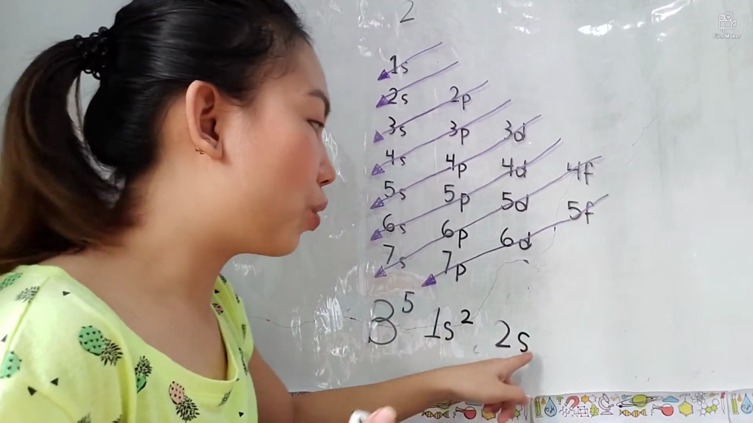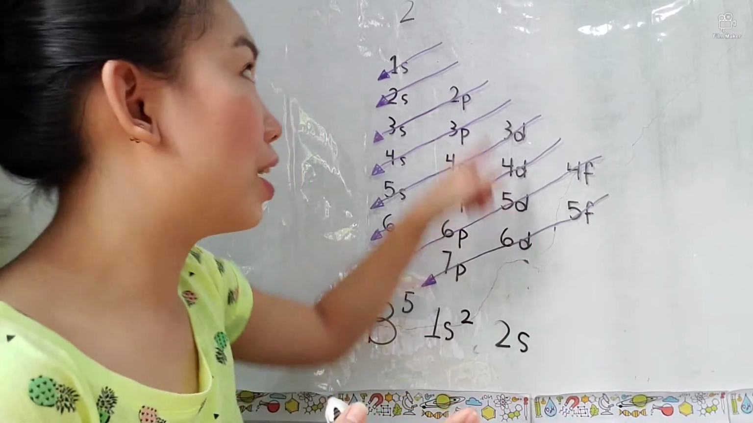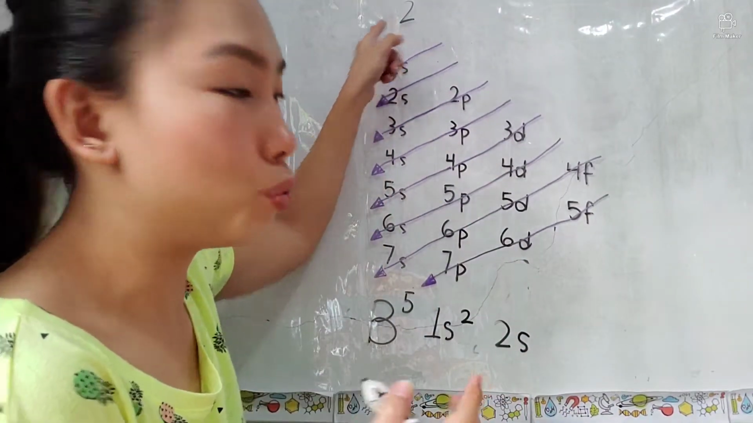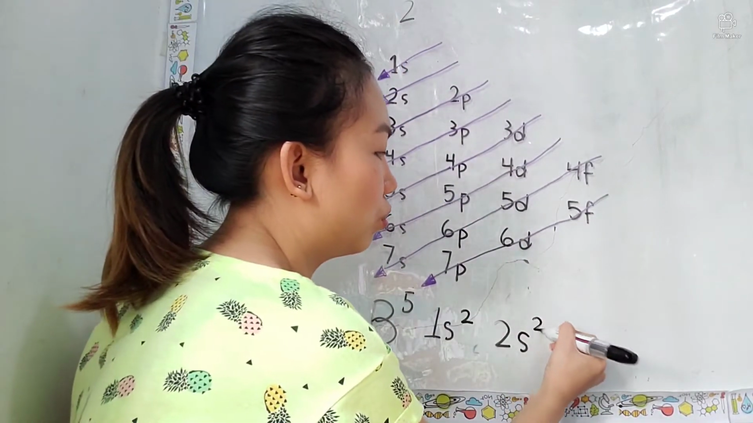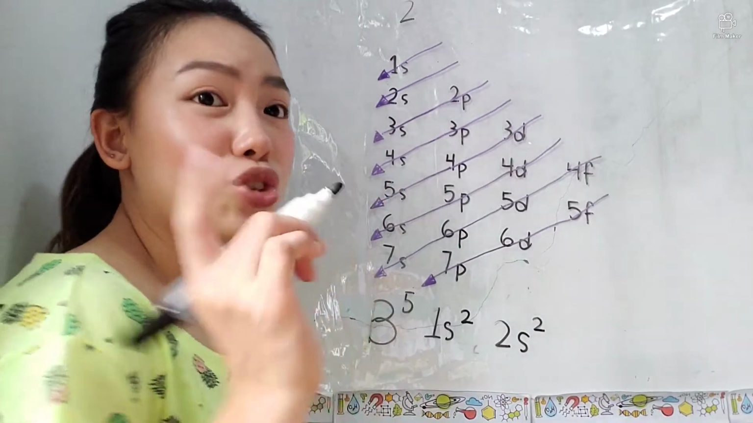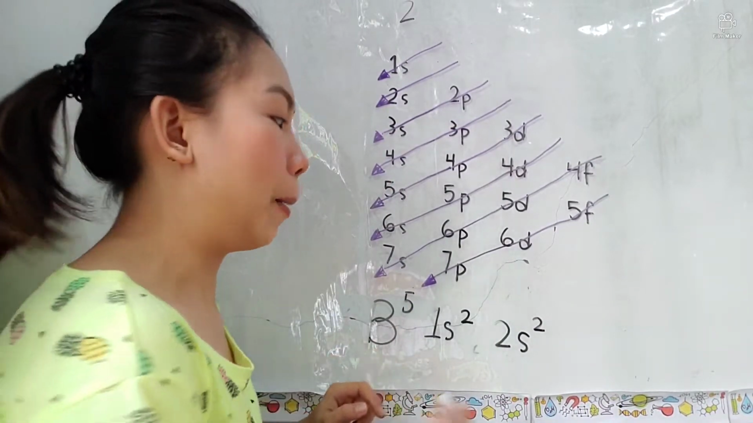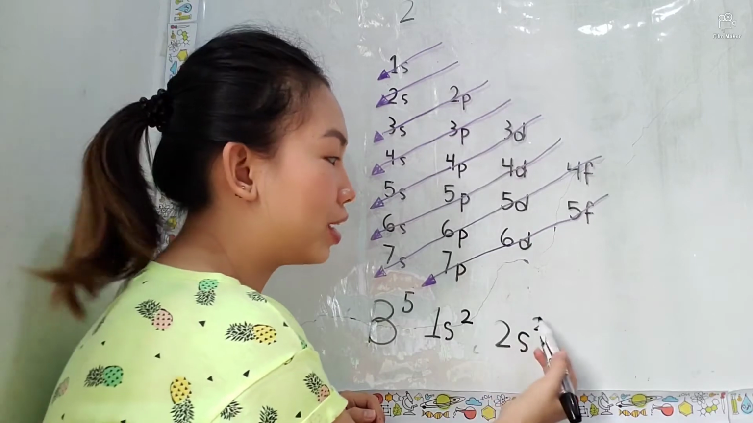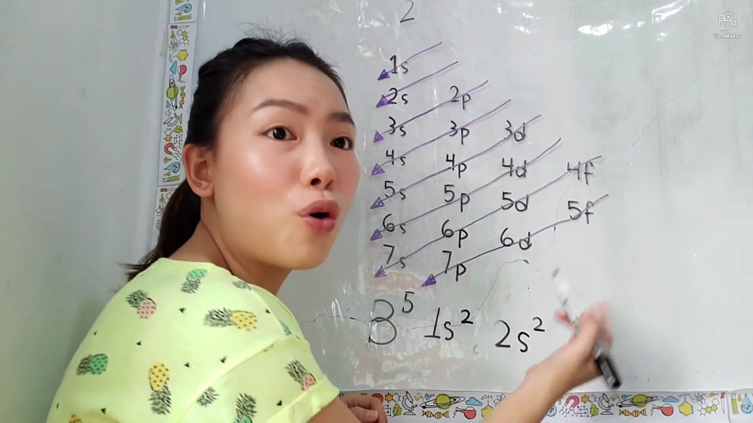Again, what is the value of S? The value of S is equivalent to number 2. Sulat mo ulit dito yung 2. So, check natin. Malay mo, tapos na. We have 2 plus 2 is equals to 4.